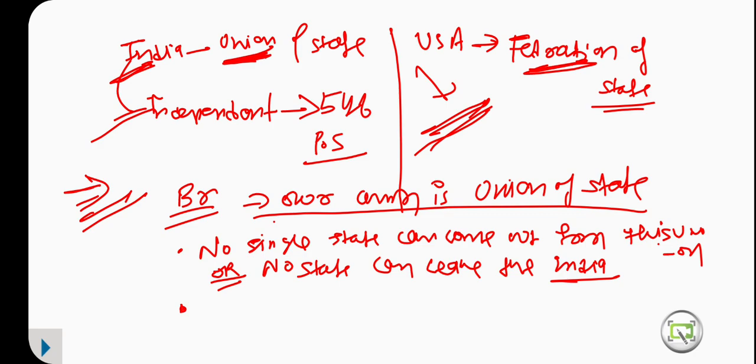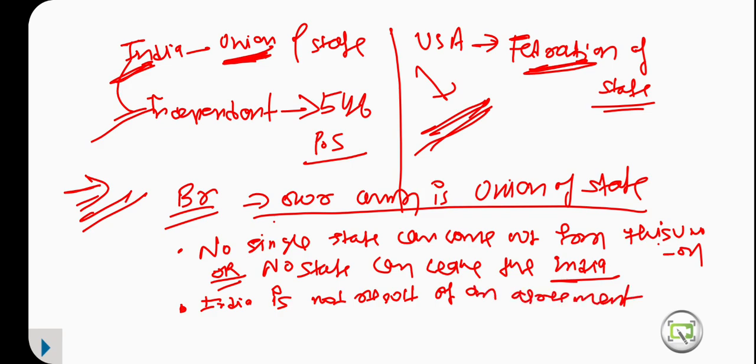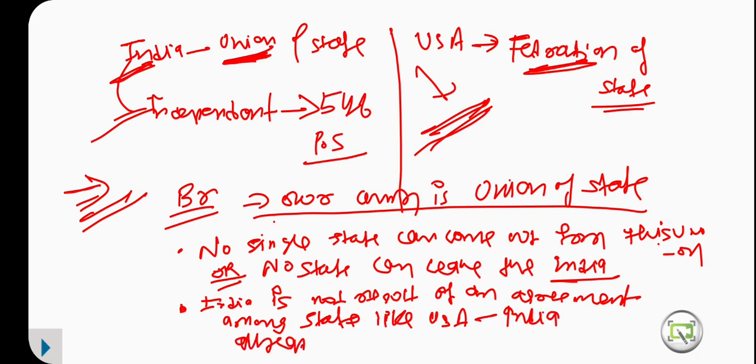B.R. Ambedkar told that our country is a union of states. Then someone asked, what does the union of states mean? Then B.R. Ambedkar told that union of states means no single state can come out from our union. No single state can leave our country. If Bihar wants to leave the country, it can't leave. But in the case of the USA, if a state wants to leave the country, then simply that state can leave and form another nation. But it is not so in the case of India.